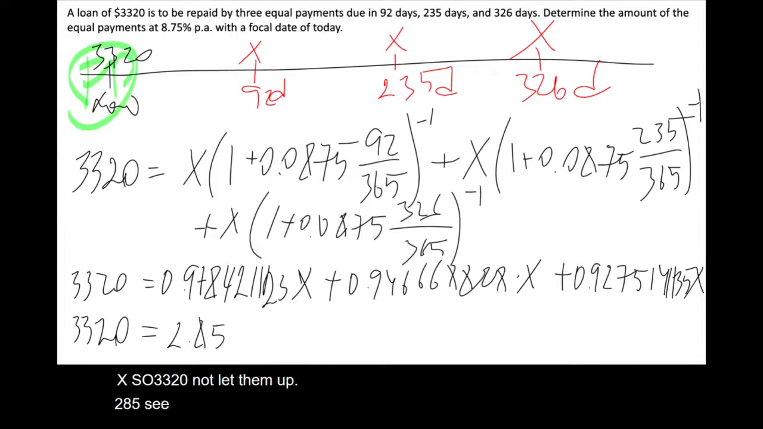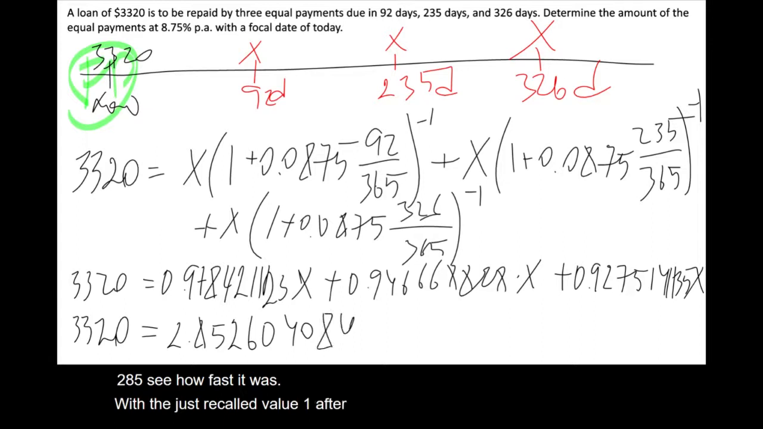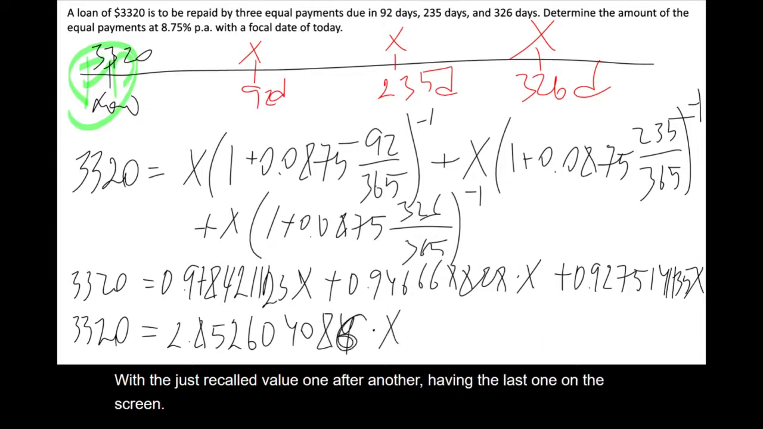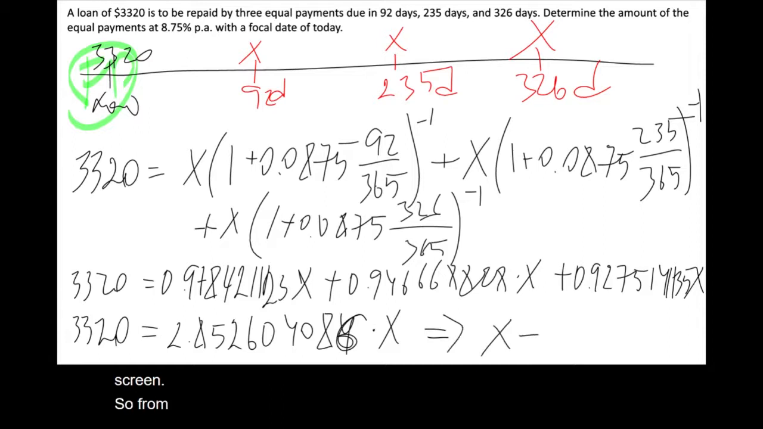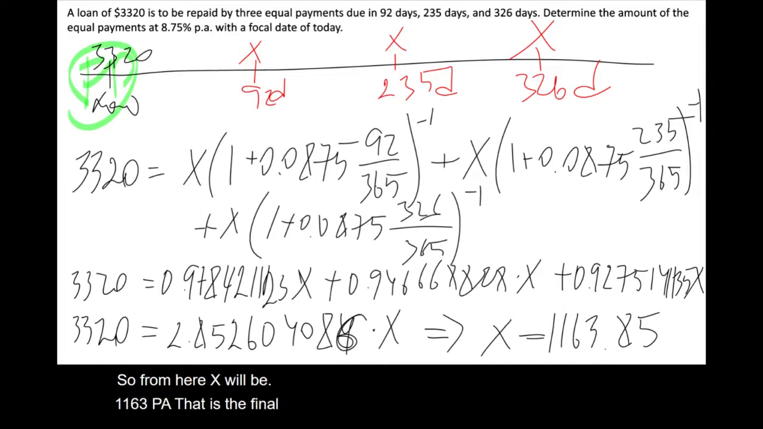2.85. You see how fast it was? Because I just recalled the values one after another, having the last one on the screen. Oh, it's 86 here. So from here, x will be 1163.85. That is the final answer. Let me know when you're ready to continue.